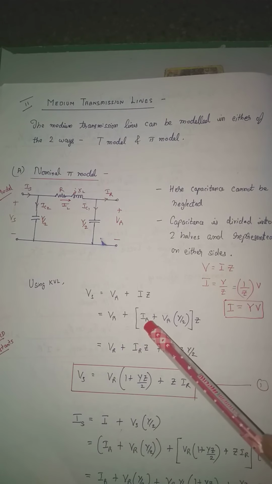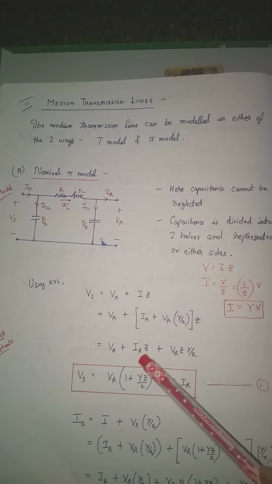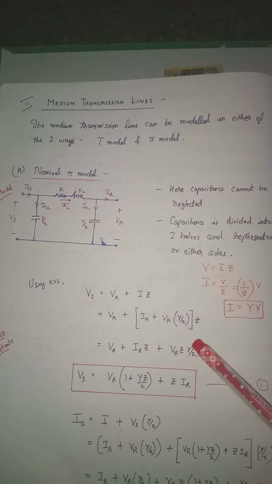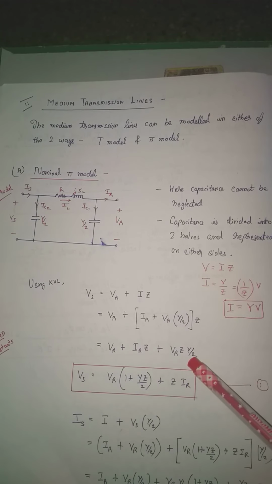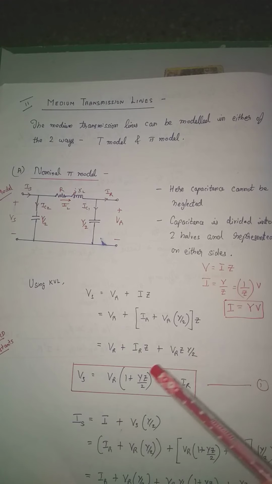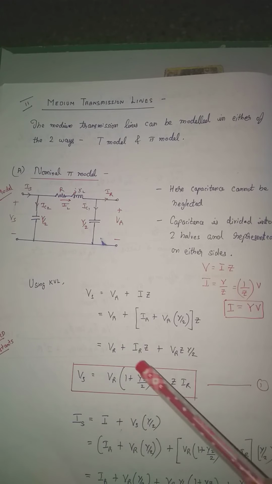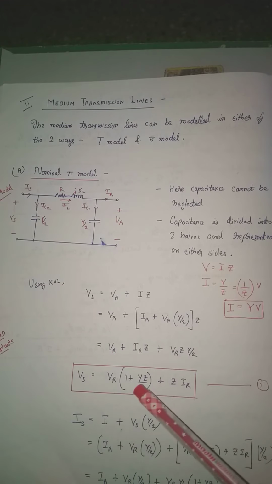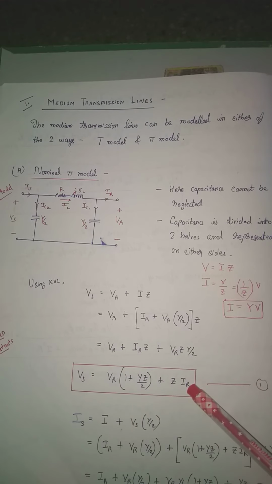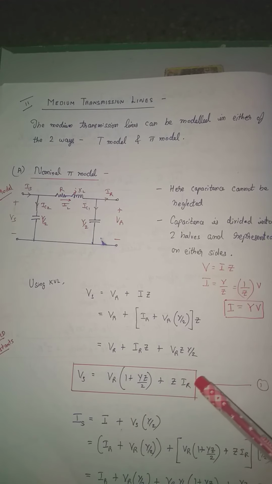Now we just multiply this and split the brackets, IRZ plus VRZ into Y by 2. Now here I am again grouping this in terms of VR and IR. So if I take VR common factor, I have 1 plus YZ by 2 within brackets plus Z into IR. This is equation number 1.